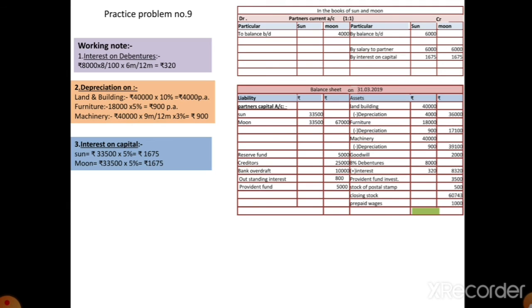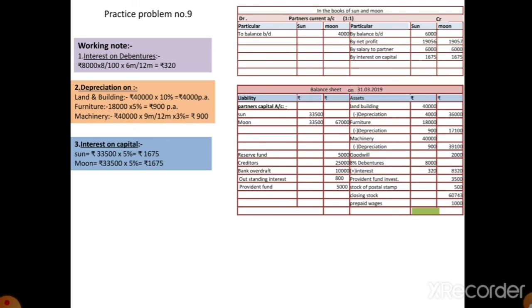Last, the total net profit amounted to rupees 38,130. Its effect is shown in the partners current account credit side. We write it as by net profit. We distribute that 38,113 in 1:1 ratio. So we get Sun's net profit as 19,056 and Moon's share of profit is 19,057. Its second effect is recorded in the profit and loss account debit side. Here all our adjustments' effects are properly recorded in the partners current account and balance sheet.